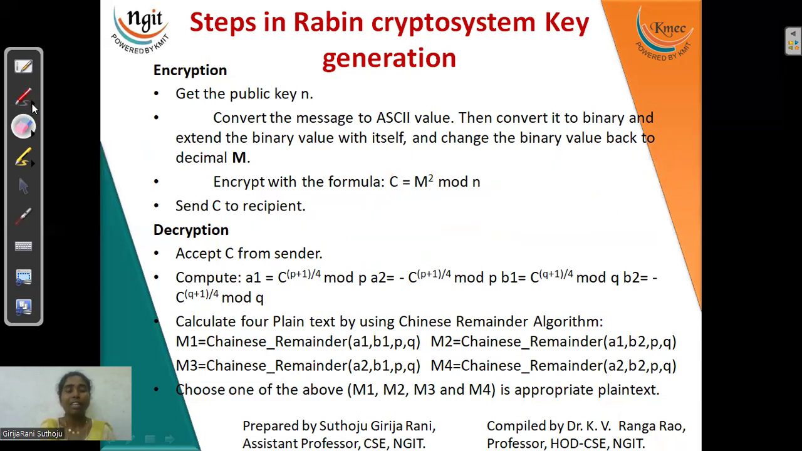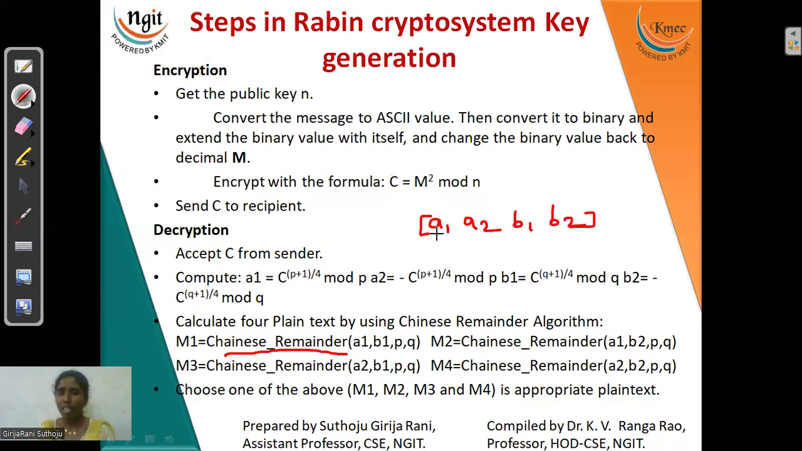To handle this, we are going to utilize the Chinese remainder algorithm. See here, Chinese remainder algorithm. This Chinese remainder algorithm is nothing but you choose plus C with P and Q, plus C with minus C with P and Q. Like this, we are going to generate every output differently. While we are generating differently, we are going to give 4 values to the users. So these 4 values are A1, A2, B1, B2.